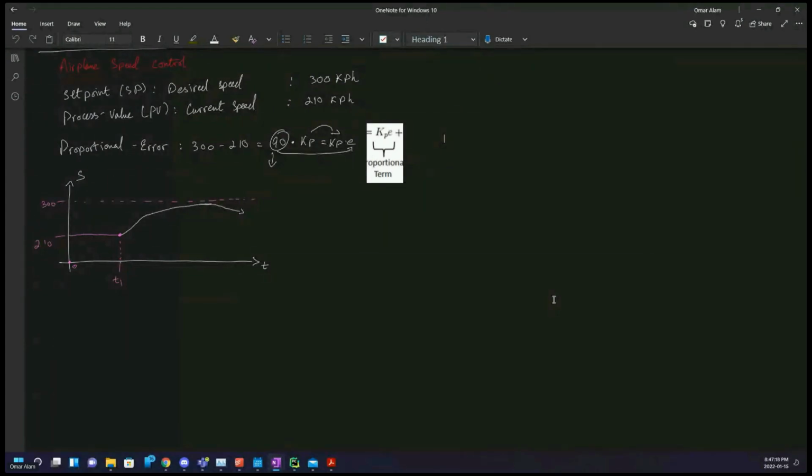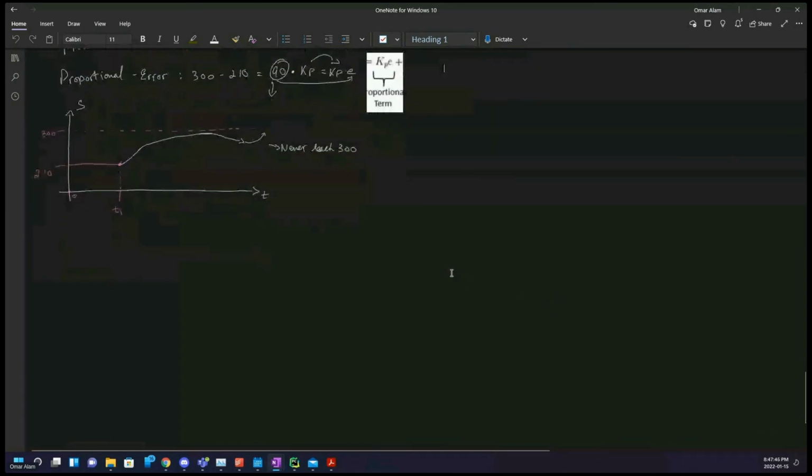And then after you drop a bit, your error value starts going up, so it applies more throttle. But the problem is, doing this only, you will never reach 300 because your error value will keep on decreasing and the amount of force you keep applying to the system also decreases with that. So you'll basically never reach 300. So how do we deal with this problem? What we do is we introduce the integral.